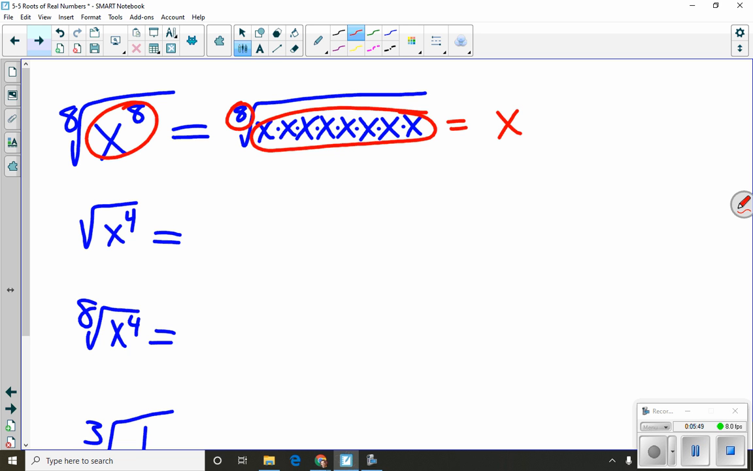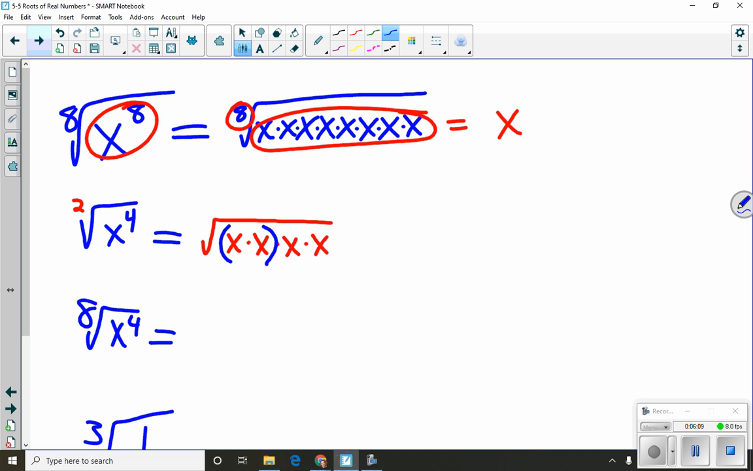Now, what's interesting in this next one, the square root of x to the 4, is we assume that this is a 2. So what times itself makes x to the 4? Well, x to the 4, I could break up as x times x times x times x.